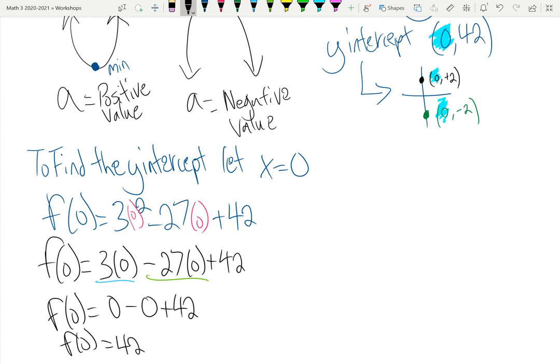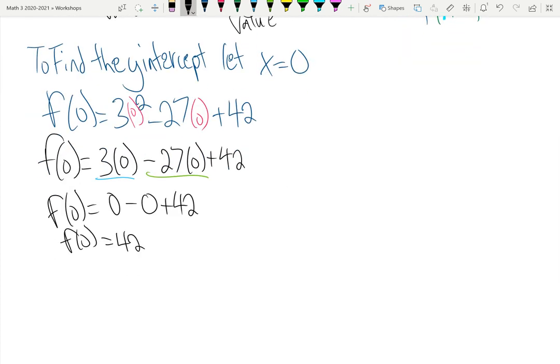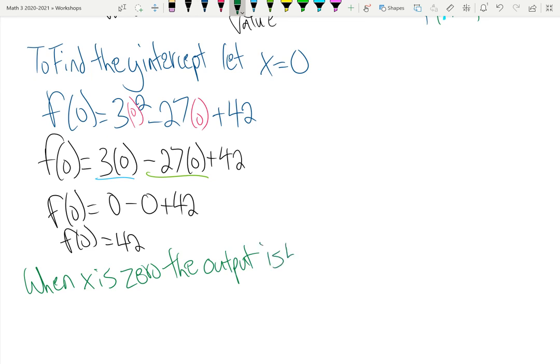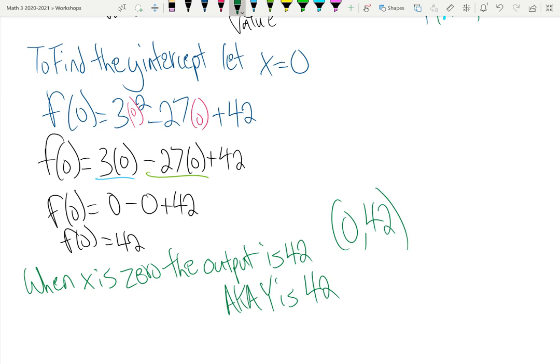So I'm going to be left with 0 minus 0 plus 42. Notice what this reads. f of 0 equals 42 is the verbal way of saying when x is 0, the output is 42, aka y is 42. Notice how I can algebraically get the point 0, 42.